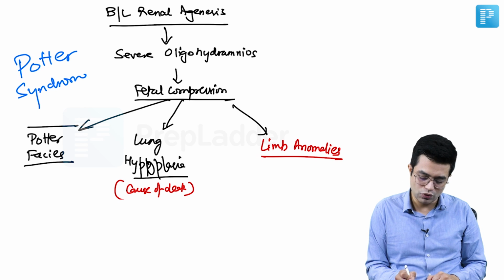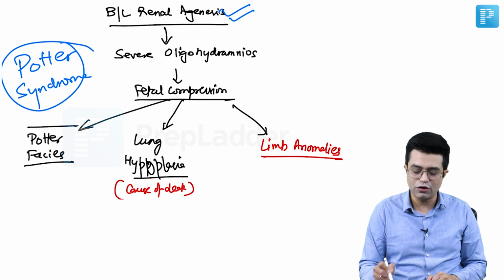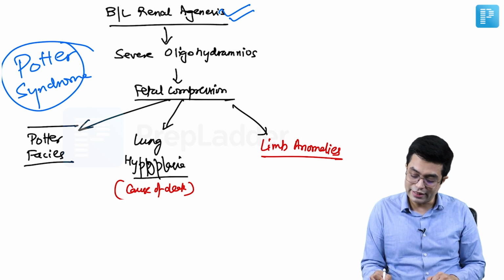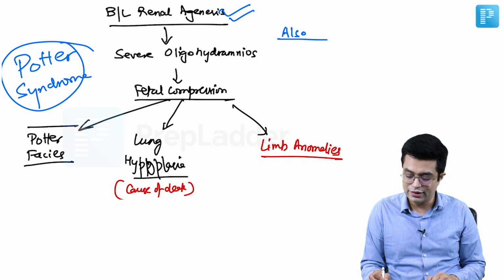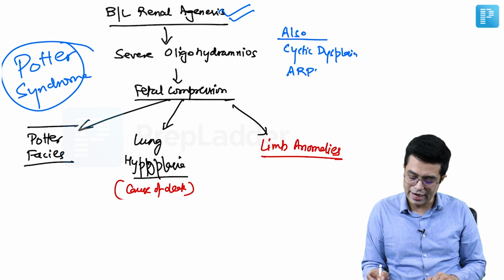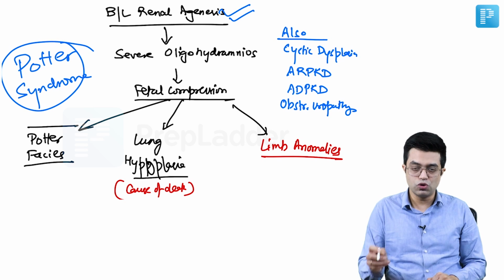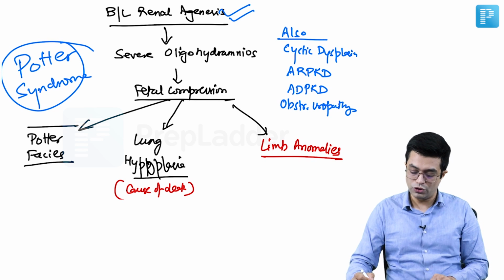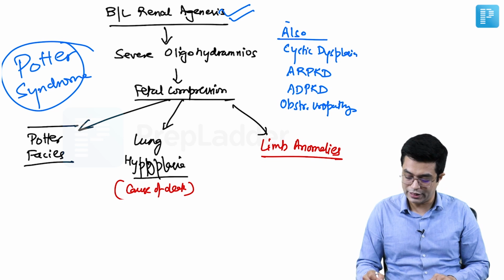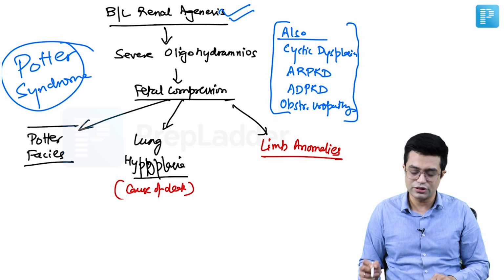Now, Potter syndrome has classically been described for bilateral renal agenesis, but it can also be seen in conditions like cystic dysplasias of the kidney. It can be seen in patients with ARPKD, and very rarely it can be seen in autosomal dominant polycystic kidney disease also. Last but not the least, obstructive uropathies, that is severe posterior urethral valve in utero, can also produce a similar Potter syndrome-like presentation. So these are the other causes that you need to remember.